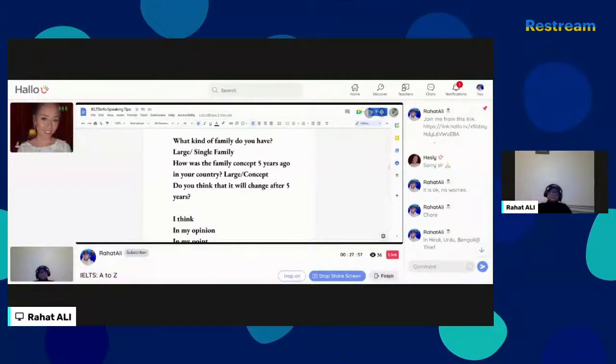So I explained that 5 years ago I was not married yet, so I explained about myself with my family. Look at the question, Hasley: how was the family concept 5 years ago in your country? In your country. Yes, it's a general thing. It's the general concept, how and what you felt. Yes, I was told that it's the same until right now.